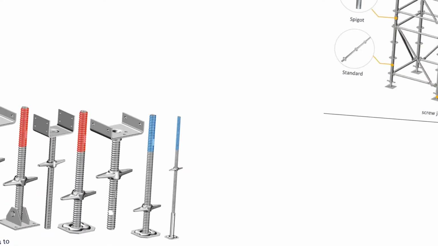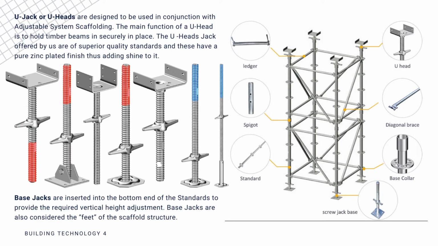Okay. Next here is the U-jack or U-heads. The last thing that is very important and a major part of scaffolds. U-jacks or U-heads are designed to be used in conjunction with the adjustable system scaffolding. Okay, you can see the picture. The main function of a U-head is to hold timber beams securely in place. The U-head jacks offered by us are of superior quality standards, and these have a pure zinc plated finish, thus adding shine to it. Okay, that is the U-jack, or what we call U-heads.